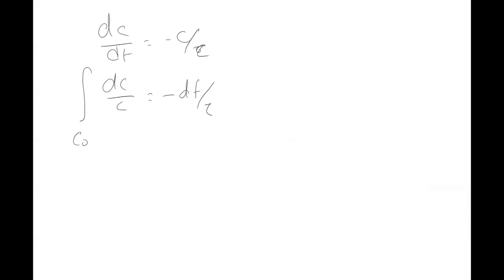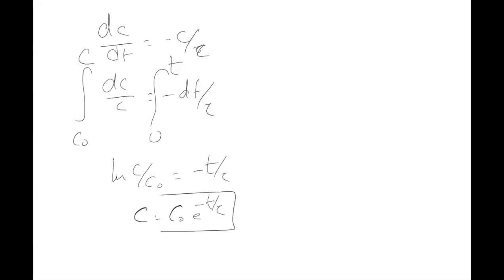So what is dCb by dt? It equals minus C by tau. So dC by C equals minus dt by tau, integrated from C naught to C, and from 0 to T. So this will become ln C by C naught equal to minus T by tau. What is C? C is C naught into e power minus T by tau.